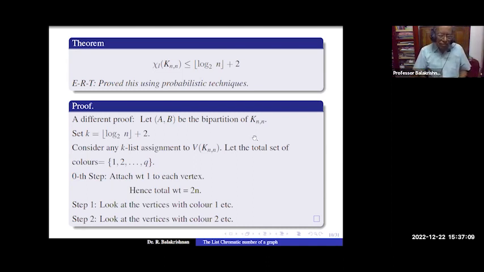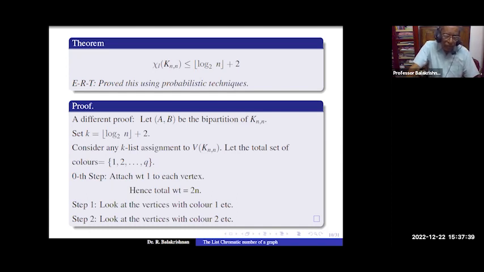Erdős, Rubin and Taylor proved this using probabilistic methods. That is to say, the list chromatic number of the complete bipartite graph K n,n is upper bounded by the floor of log n to the base 2, plus 2. But there is a very different proof, a nice proof, without using probabilistic methods.